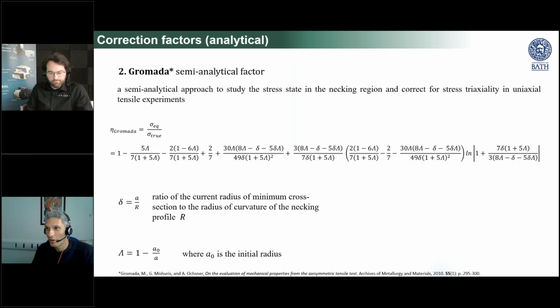There are more complex and more recent formulations. One of them is the Gromada semi-analytical correction factor, which also relies on knowing the ratio between the minimum cross-section radius of the neck and the radius of the necking profile, together with the ratio between the original initial radius and again the minimum necking radius.